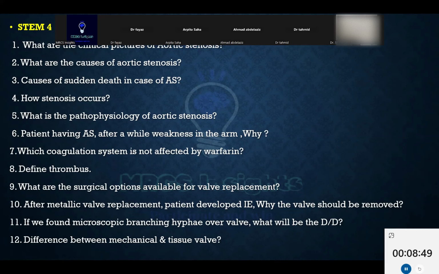Pulsus alternans. Very good. Is there any change in case of pulse pressure? A narrow pulse pressure. Very good. And do you get any murmur? Ejection systolic murmur. That's great. And on which side will you get the murmur?